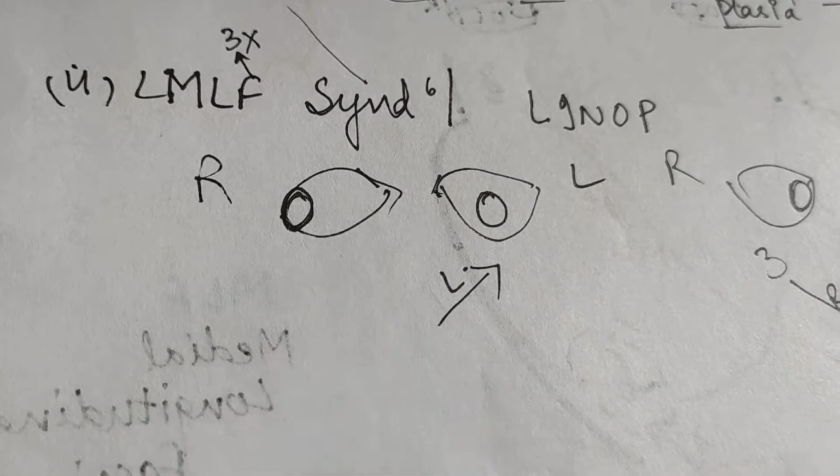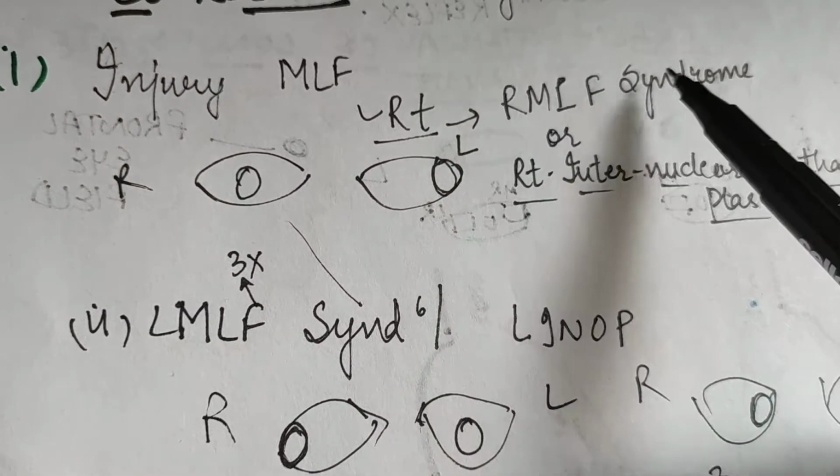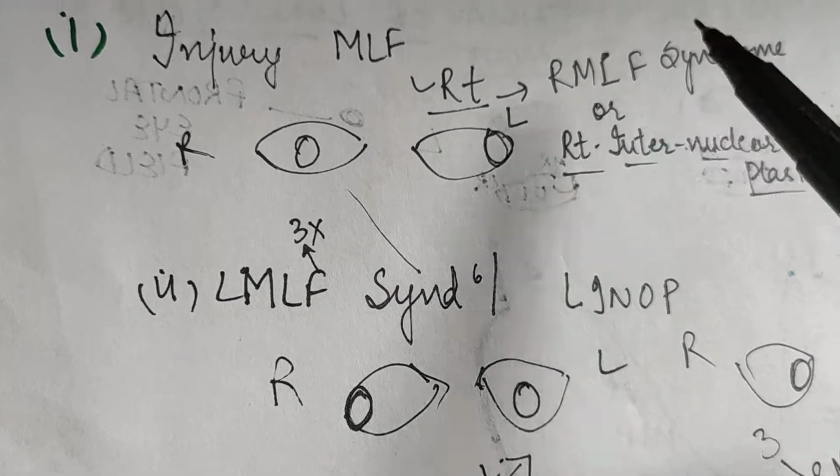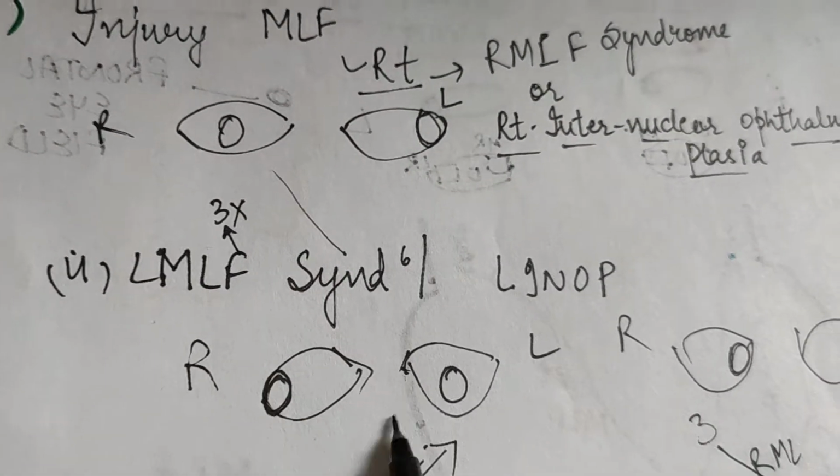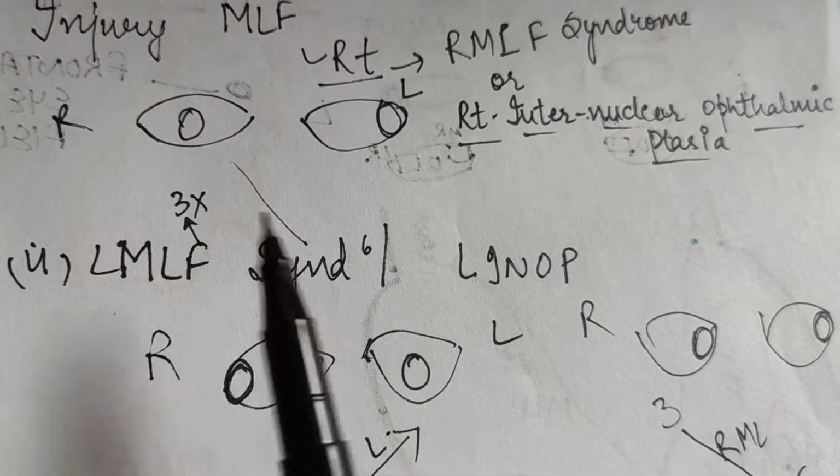adduct. So whichever side, right or left, if the MLF is damaged, then that eye cannot adduct. So this is an adducting problem. Abduction is normal.